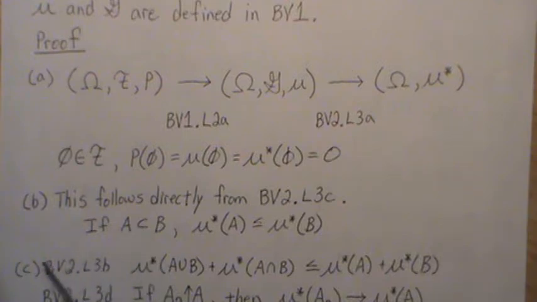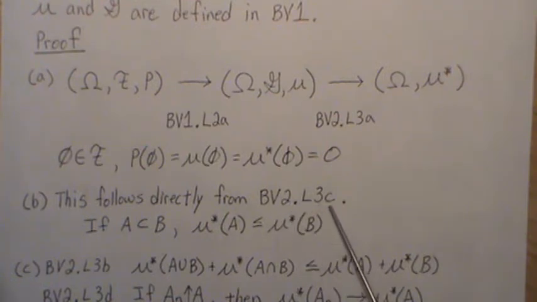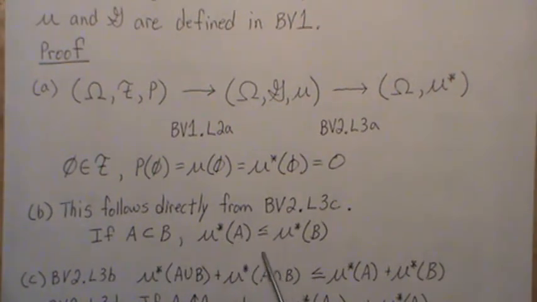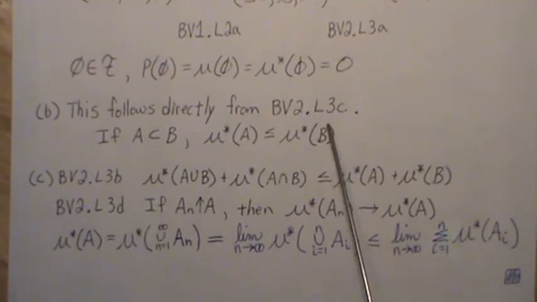Now, to prove property B of the outer measure, this follows 100% from background video 2, lemma 3c, that if we have A a subset of B, then the measures satisfy the inequality. So the measure of A is less than or equal to the measure of B. That's a direct proof in there.